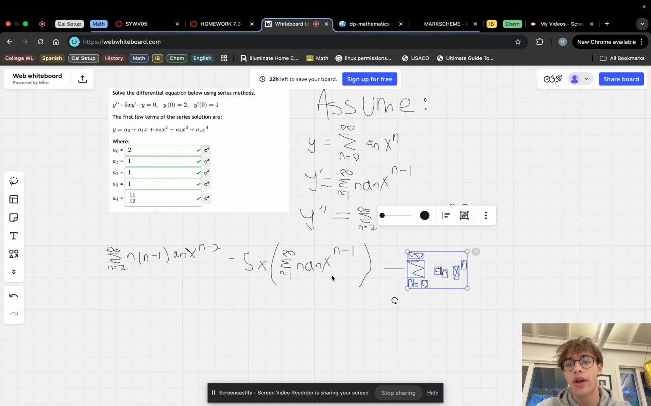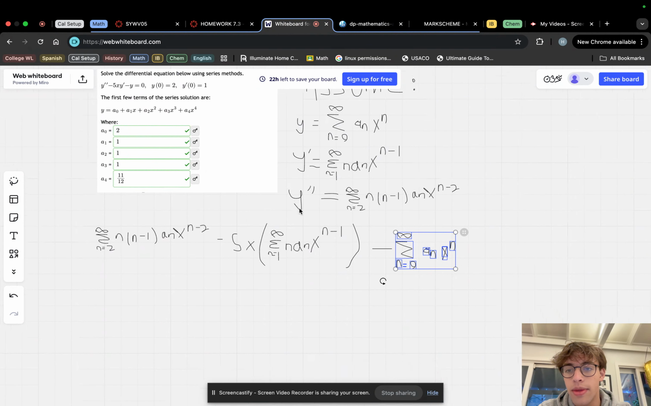Our goal, you see right here, is to find A0, A1, A2, A3, A4, and I have the answers here, but this is about showing your work, and this is a good way just to double check.